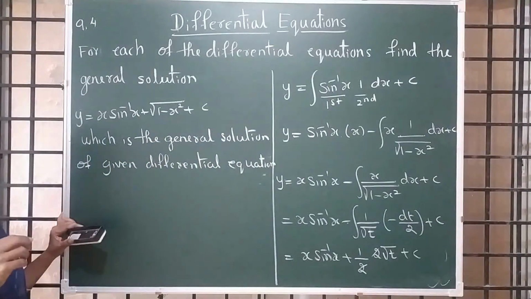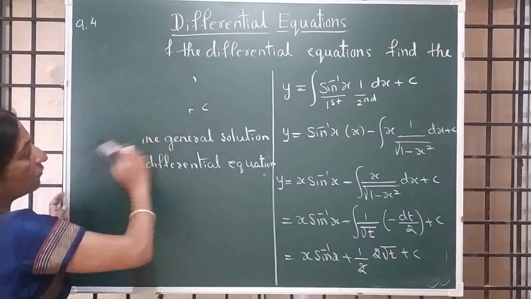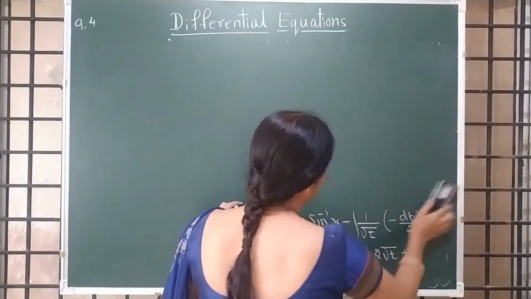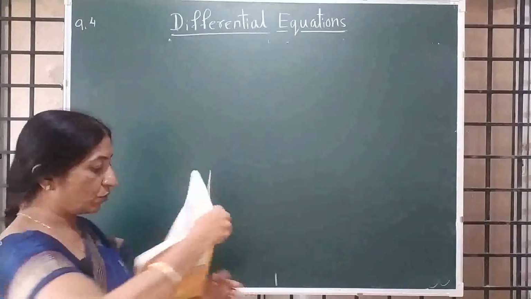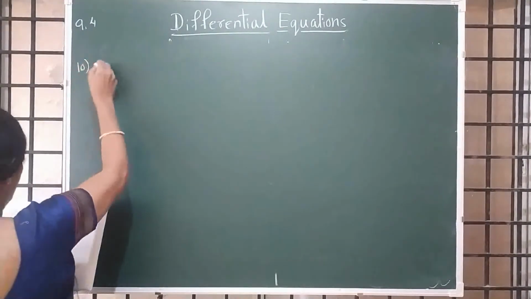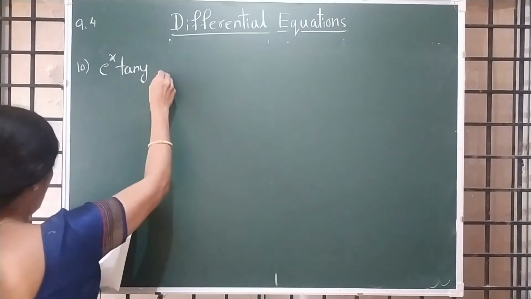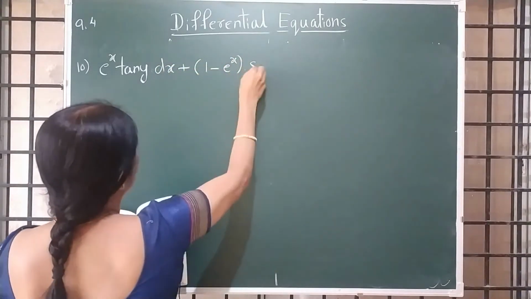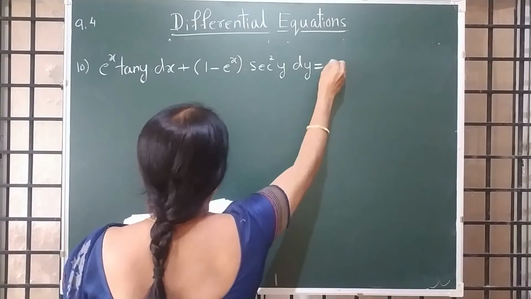Yes. Now moving to the next question, the 10th question from 9.4, an important question. e raised to x into tan y into dx plus 1 minus e raised to x into secant square y into dy is equal to 0.